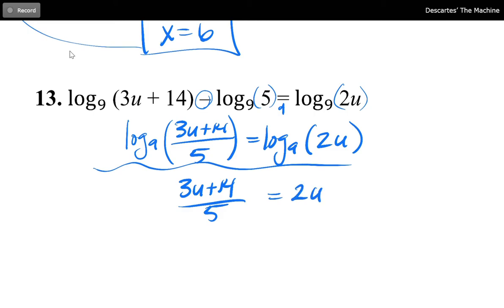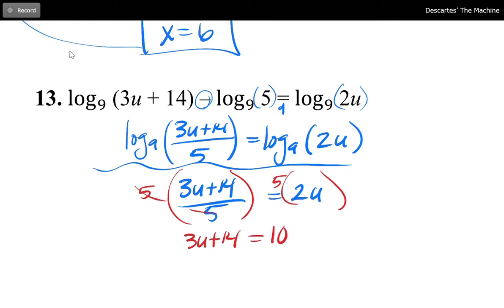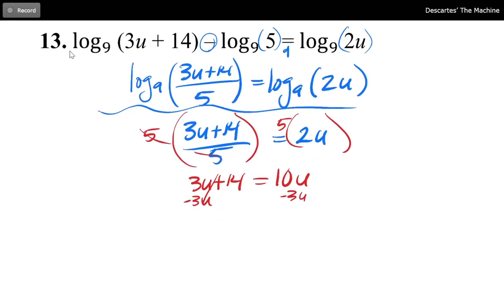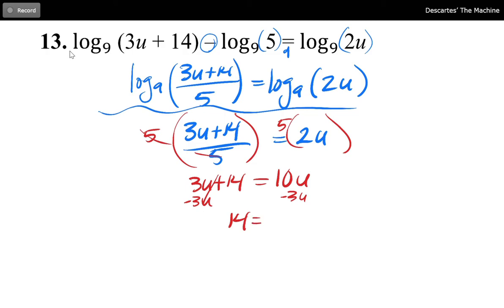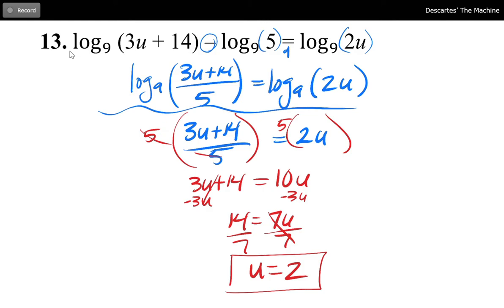And now I just solve it using some basic algebra. Multiply both sides by 5 to clear that. Times 5 here. This becomes 3u plus 14 is equal to 10u. I'll subtract 3u from both sides. Minus 3u cancels, and I get 14 is equal to 7u. Divide by 7, cancels. U is equal to 2. U equals 2. Do you?